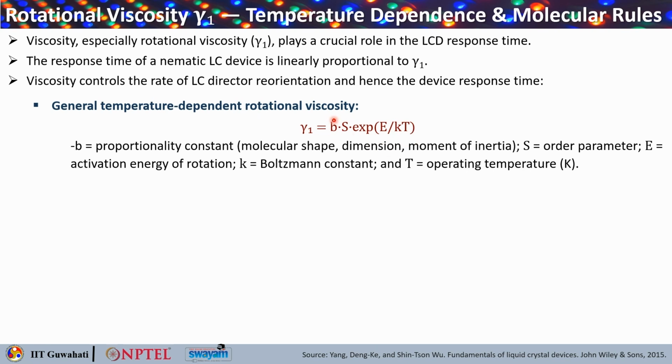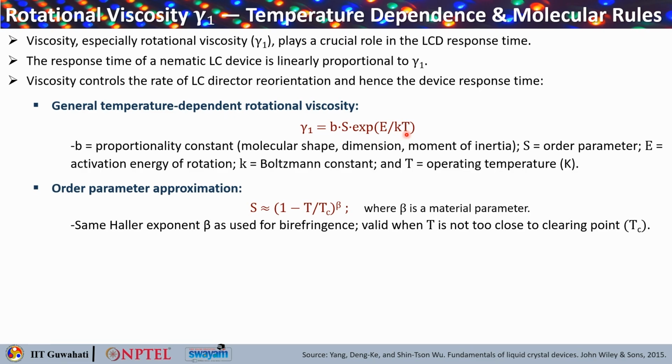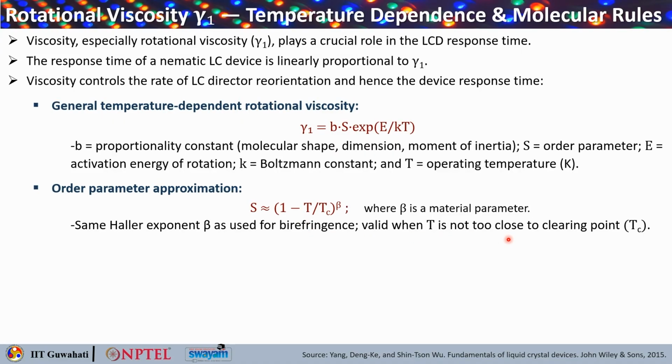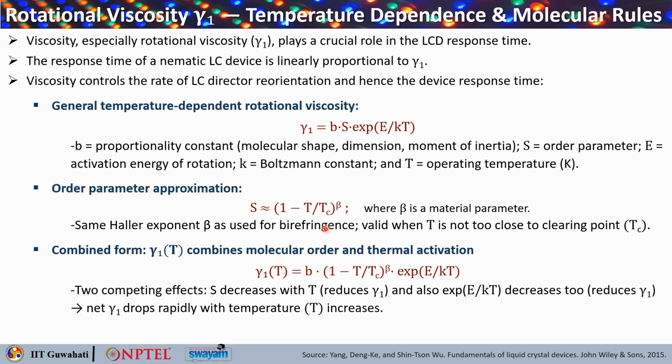So, B is the proportionality constant that depends on the molecular shape, dimension and the moment of inertia. S is the order parameter, E is basically the activation energy of rotation, k is Boltzmann's constant and T is the operating temperature. And this order parameter can be approximated as S equals (1 minus T by Tc) to the power beta. Beta is a material parameter that comes from the Haller exponent beta that is used for birefringence, and this is valid when T is not too close to the clearing temperature Tc.